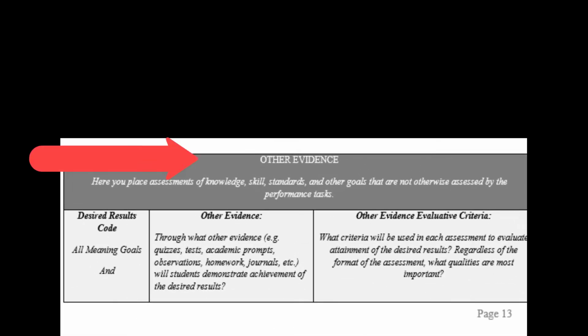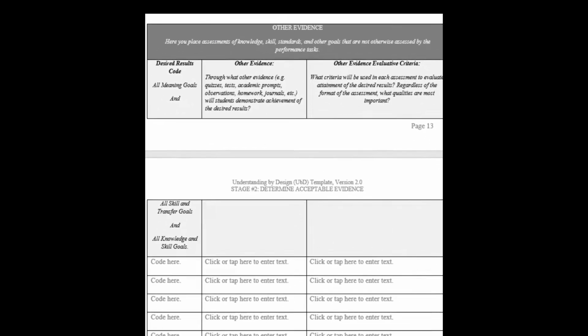In the next section, other evidence, your meaning and transfer goals are still referenced, but we also reference the knowledge and skill goals created in stage 1. The other evidence is the assessments that are most often associated with a training class. Any quizzes, tests, homeworks, or journals that would help the student to demonstrate that they do have an understanding of the knowledge and skill goals previously assessed.